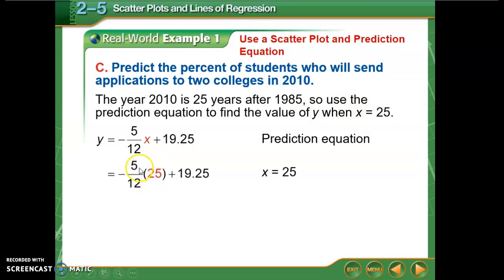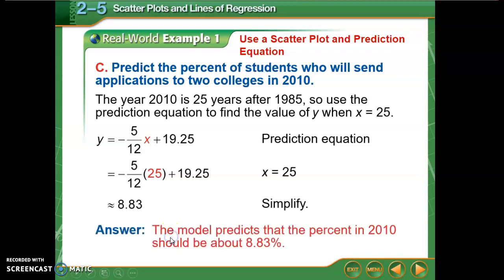Alright, and then simplify. 5 times 25 divided by 12 plus 0.19.25. So you will get 8.83. So this is the percent of students who will send the application in 2010, 25 years after. Okay? 8.83%.